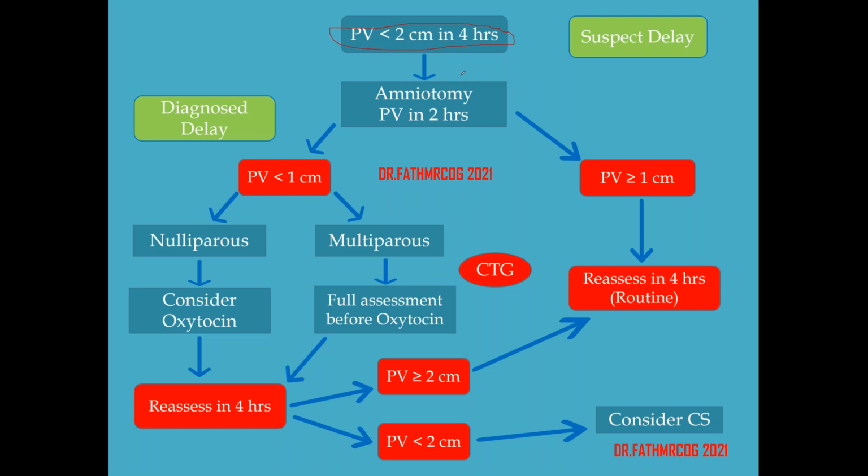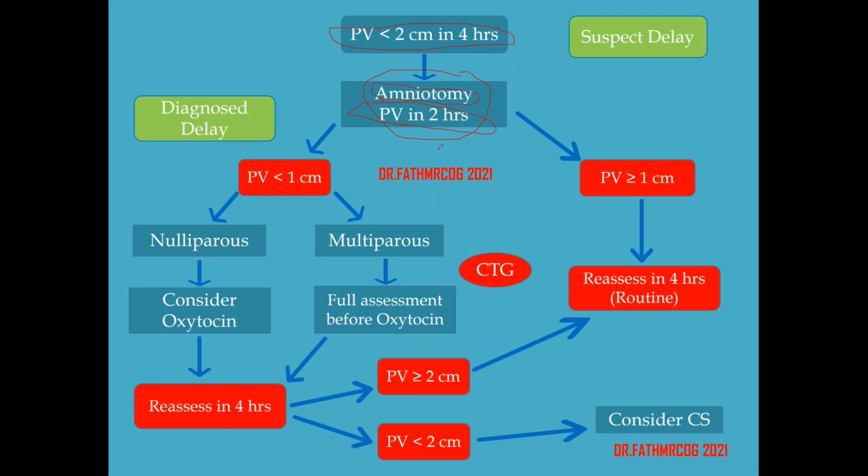Then we look at whether the membrane is intact or not. You should consider amniotomy and you do PV in 2 hours. You should counsel the mother about the amniotomy. It can shorten the labor by 1 hour, and you can tell her that this can stretch and increase the power of the contraction, and do PV in 2 hours.